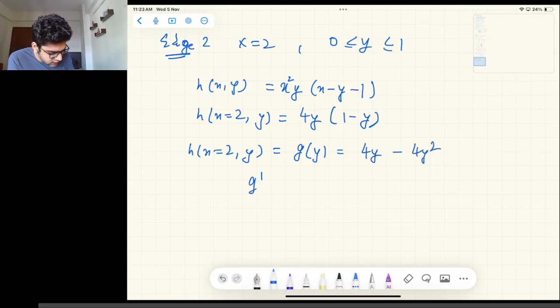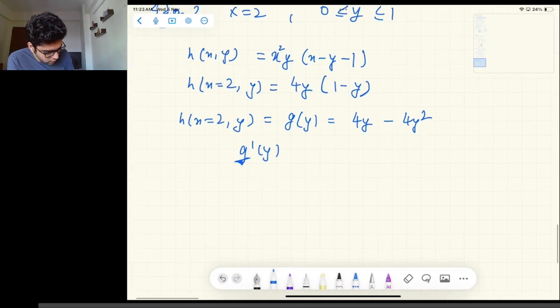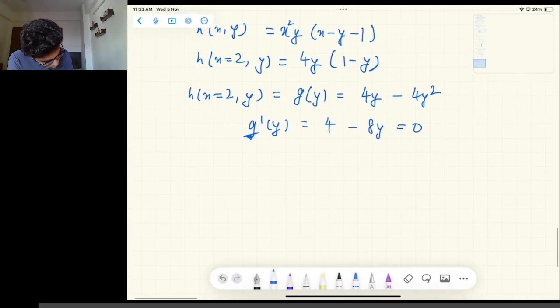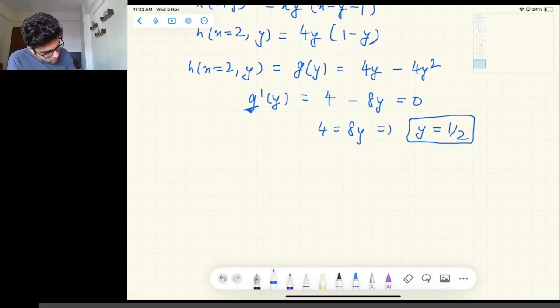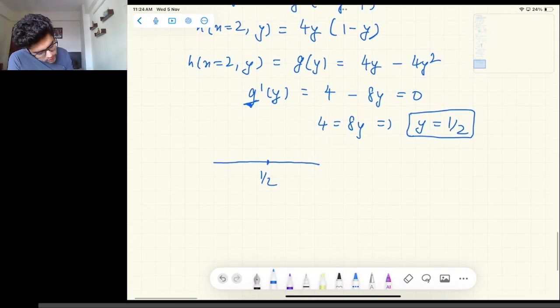Now I'll be finding the first derivative of g of y to understand the nature of the function. Where is the function increasing, where is it decreasing, how is it moving, right? So 4 minus 8y, setting this to zero will give me a stationary point, which is y is equal to half, right? Now I can check the nature of the function by checking how the derivative is moving around y is equal to half.